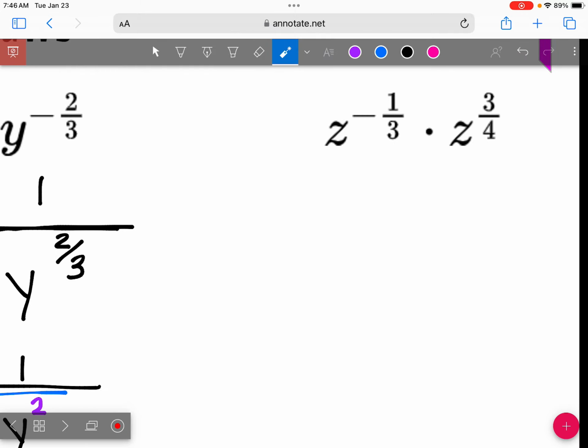I think it's easier with these to leave them as they are right now and to take my z to the -1/3 plus 3/4. Since we are multiplying the bases, we are adding the exponents.